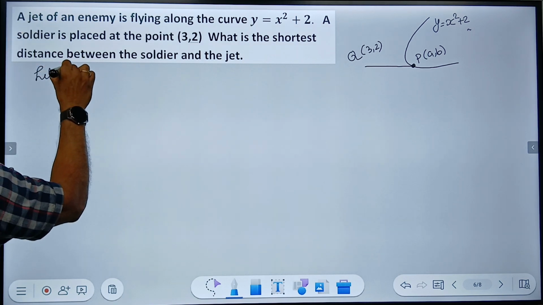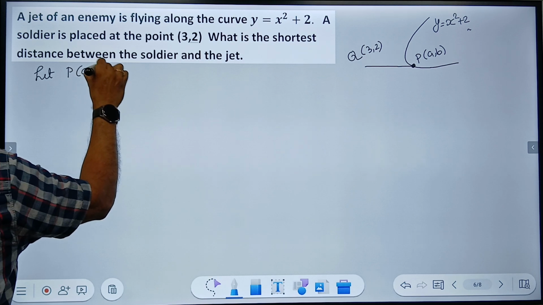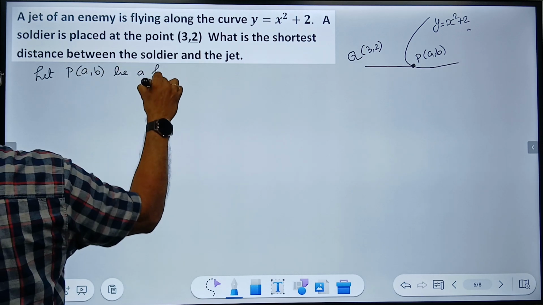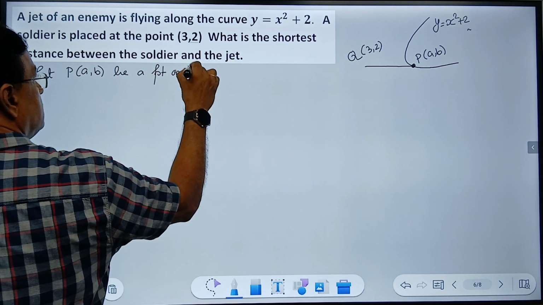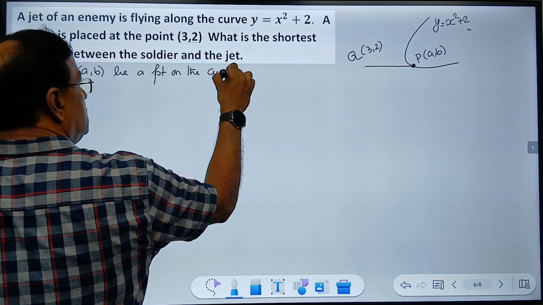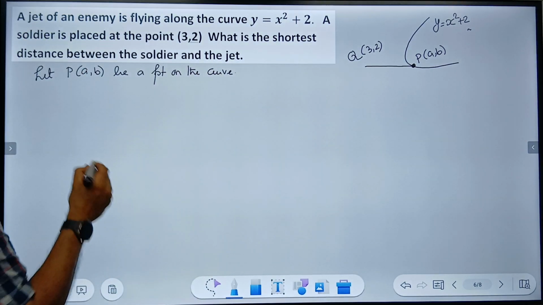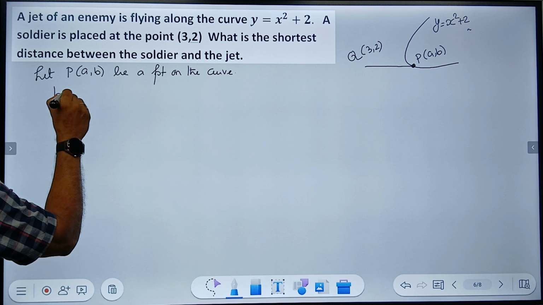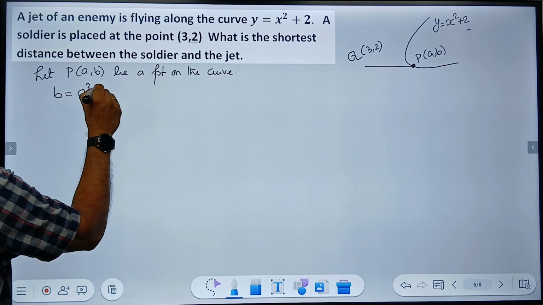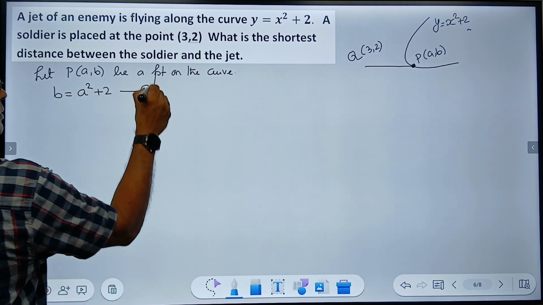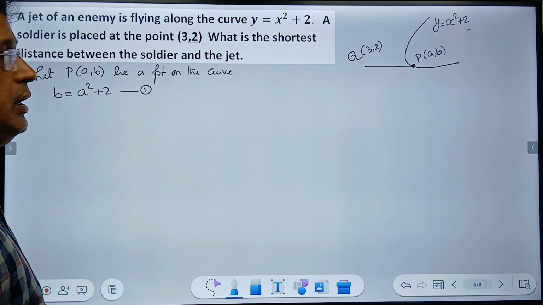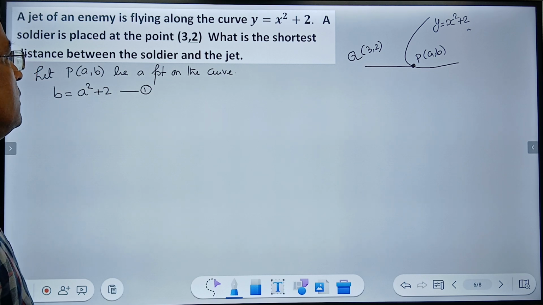Let P(a, b) be a point on the curve. So what this point will do, it will satisfy the equation. How does it satisfy? b equal to a squared plus 2. Call this as 1.